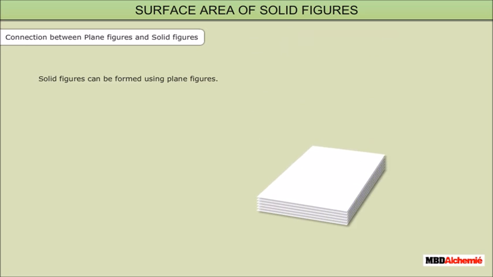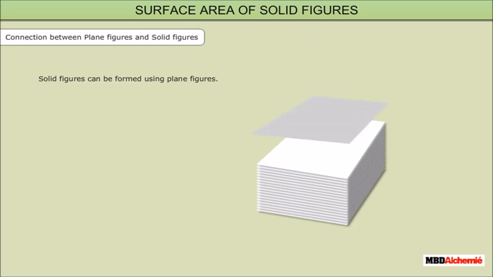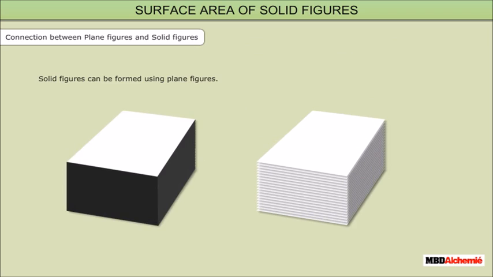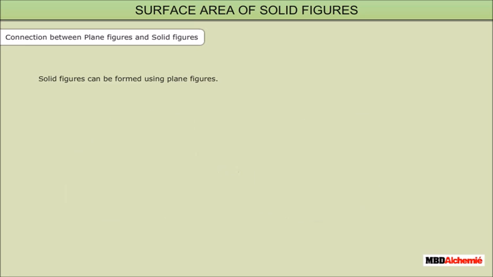In the animation, we have shown how a cuboid can be formed from a rectangle. First, place a rectangular sheet. Now go on adding rectangular sheets one above the other. And in the end of this process, we get a cuboid. Similarly, a cylinder can be formed by placing circular discs one above the other vertically.